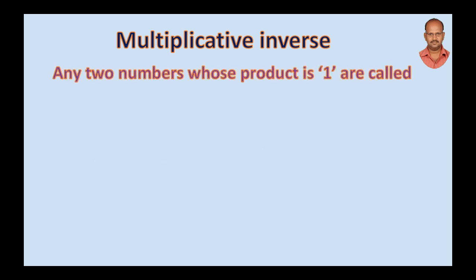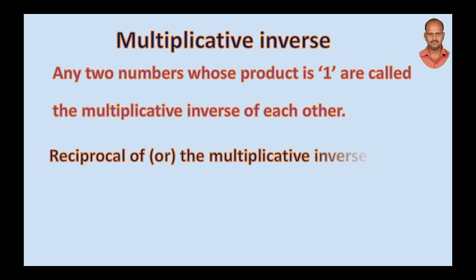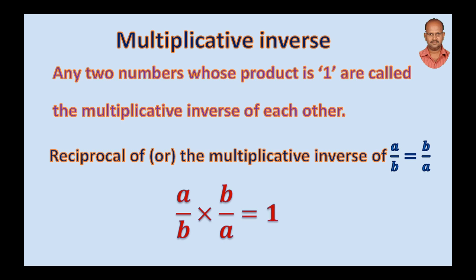Any two numbers whose product is 1 are called the multiplicative inverse of each other. The reciprocal, or the multiplicative inverse, of A by B is equal to B by A. A by B into B by A is equal to 1.